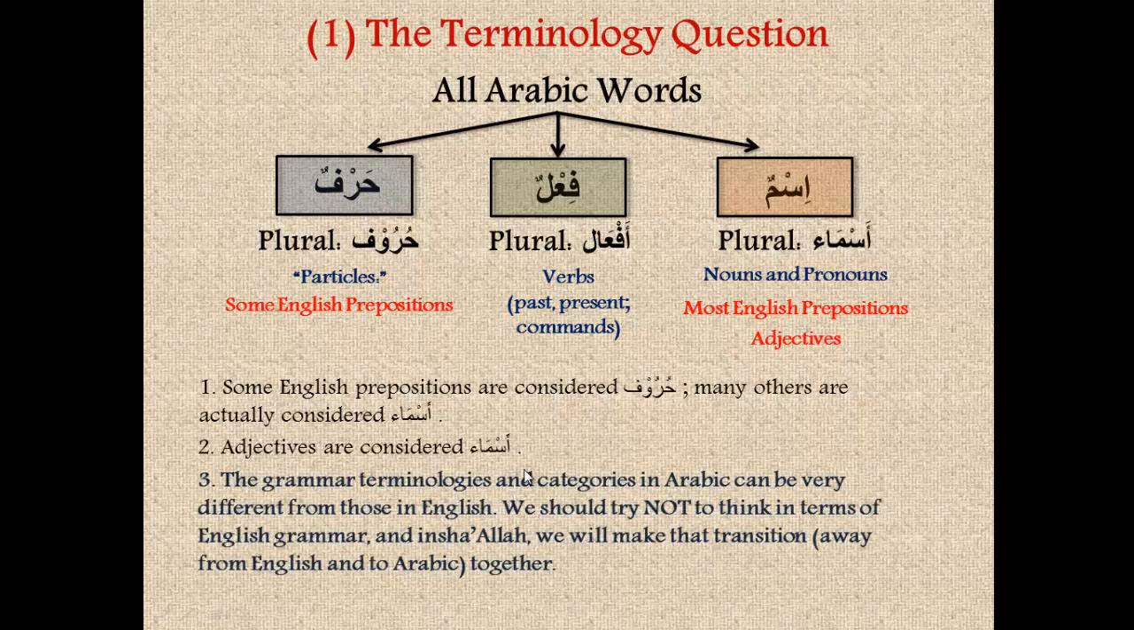So here we are. The terminologies and categories in Arabic can be very different from those in English. We should try not to think in terms of English grammar. We should try really hard not to do this. And Insha'Allah, we will make that transition away from English and to Arabic together, Insha'Allah. And by this, I mean eventually we will be using Arabic terminologies exclusively and not using any English terminologies. And when we use Arabic terminologies exclusively, that will bring clarity to our discussion of Arabic grammar. We will no longer be confused because we are flip-flopping back and forth between English and Arabic.